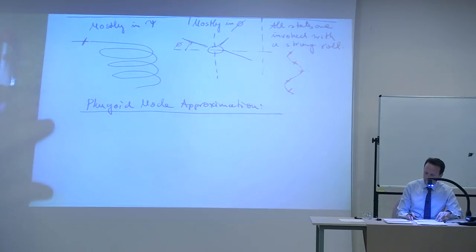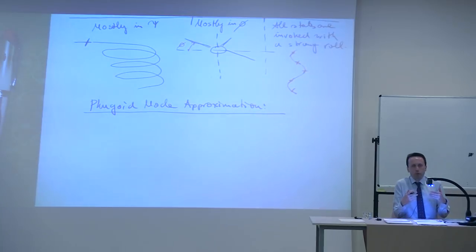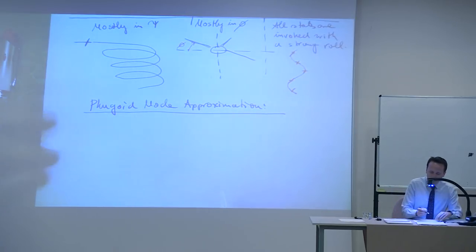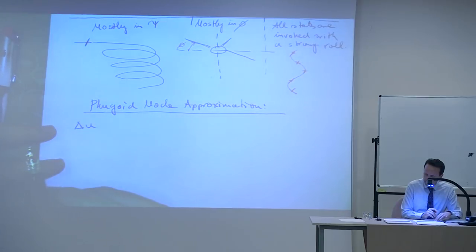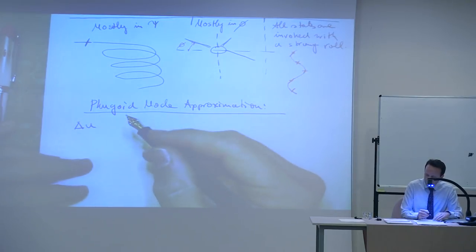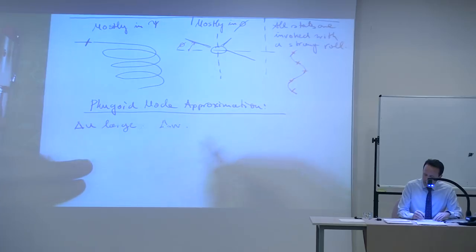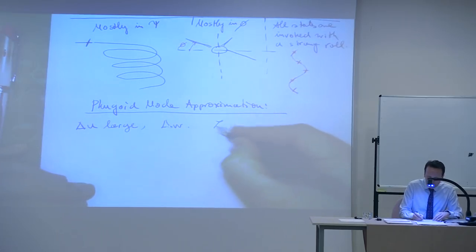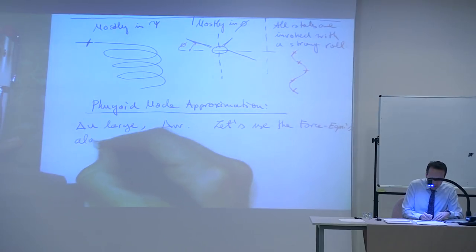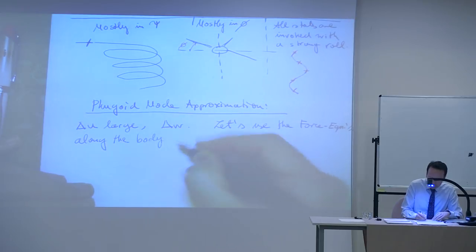So what do you do with the phugoid mode approximation? Well, here's the approach. If you make these approximations, since there's a large change in del u, and there's some change in del w, what we can say is, let's use the force equations along the body x and z direction.